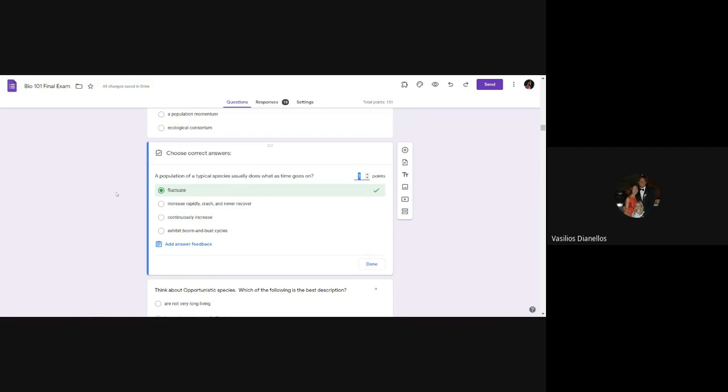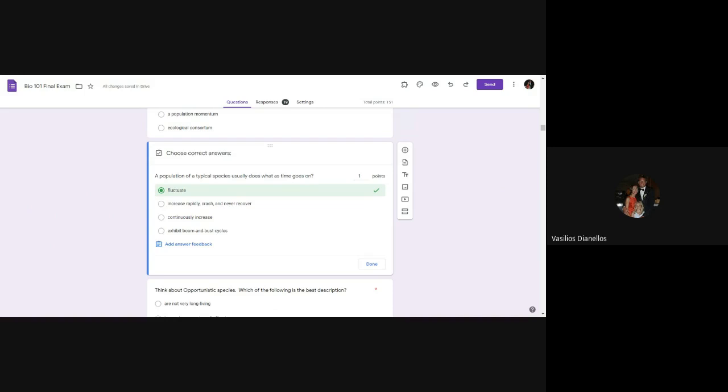Boom and bust is like huge population, and then it crashes down to nearly zero, and then huge, and then crashes down to nearly zero. So if you chose boom and bust, you are incorrect, and that's why. But like I said, at least give credit where credit's due. Well, not points credit, but verbally, I could see where you may have made that mistake.